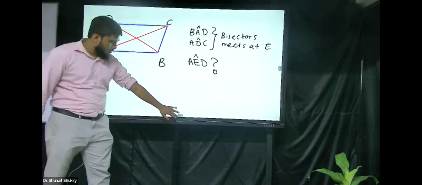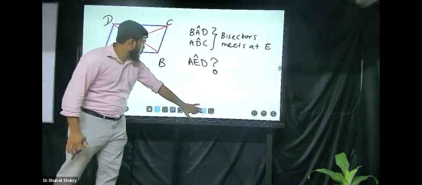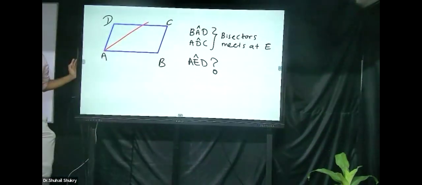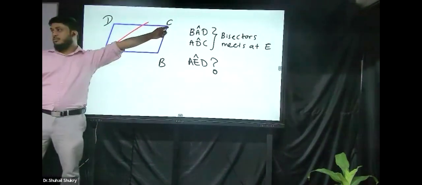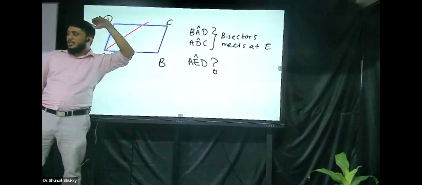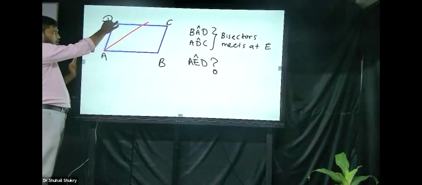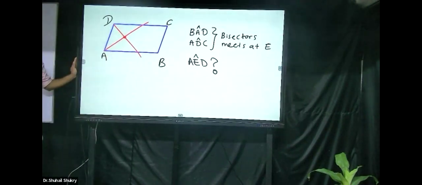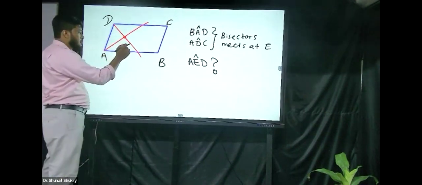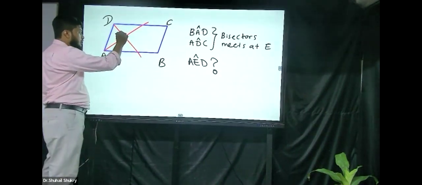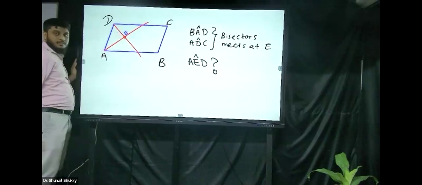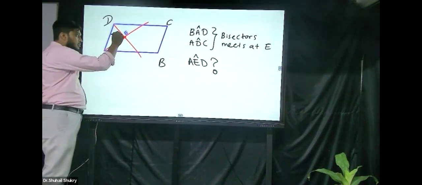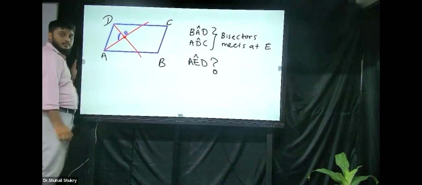Right. Then they make it wrong. If you draw the bisector, it should join somewhere here. It won't go and join here. When you divide this equally, it will go and join somewhere here. Now the joining point is known as what? E. Now they are asking for angle A, E, D. They are asking which angle? This angle. Correct?